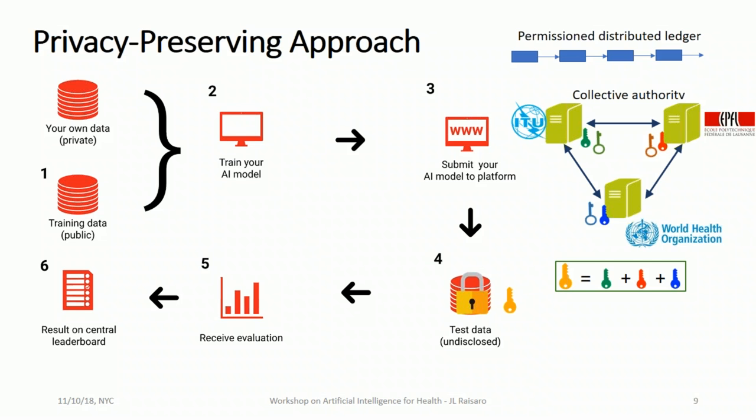And then basically what happens is that once the model is trained on some private data, it is submitted for evaluation, and because the encryption that we're using is homomorphic, we can run the evaluation directly on the encrypted data. Every operation that is done can be logged on a permissioned distributed ledger or private blockchain that will also be maintained by the collective authority. And this will provide transparency to the whole system. So every time there's an operation performed on this data set, it is logged onto the blockchain.